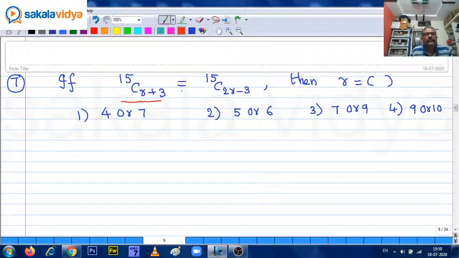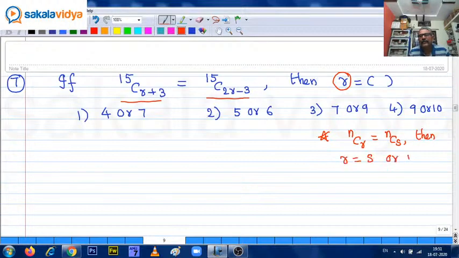15C(r plus 3) equals 15C(2r minus 3). Then we need to find the r value. One important formula we have: if nCr equals nCs, then r equals s, or n equals r plus s. Because we have two values, we need to apply the two conditions. So let us see the solution.